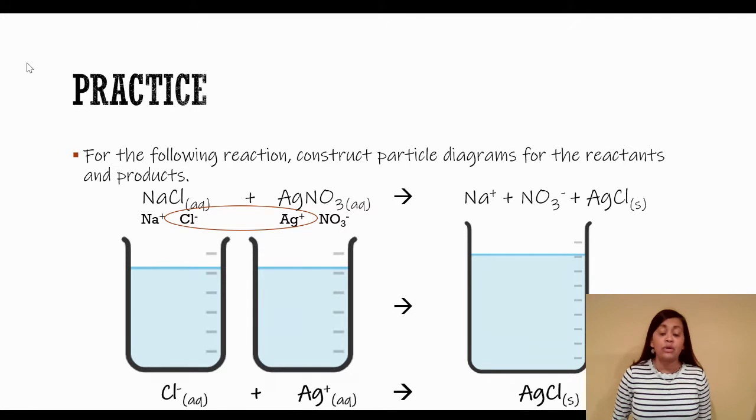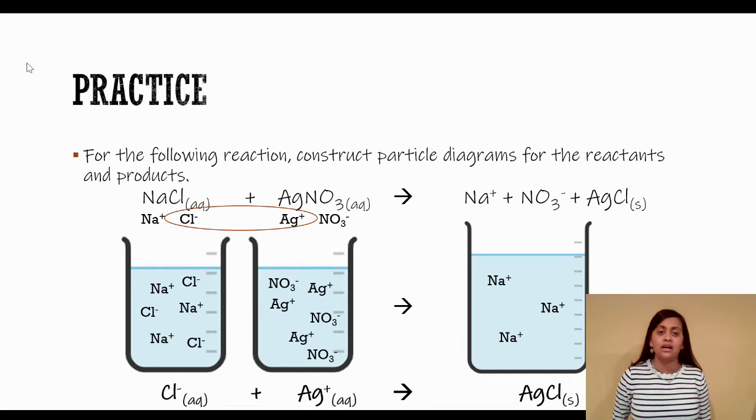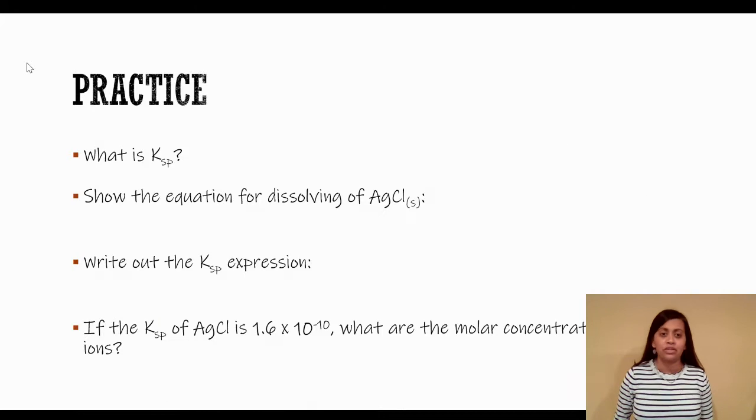So when we put this together, we have Cl- plus Ag+ producing AgCl solid. So when we're thinking about a particle diagram, we have Na+ ions with Cl- ions, the silver ions with the nitrate ions, and then at the end, we'll still have the sodium ions and the nitrate ions, but the silver chloride will come together as a solid. So the equation all the way at the bottom is a net ionic equation.